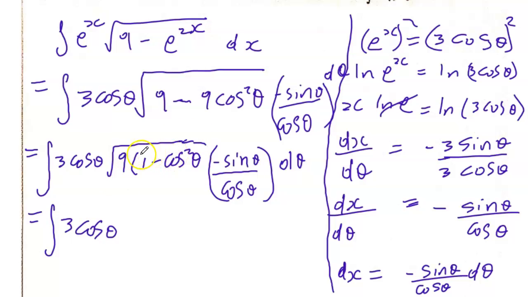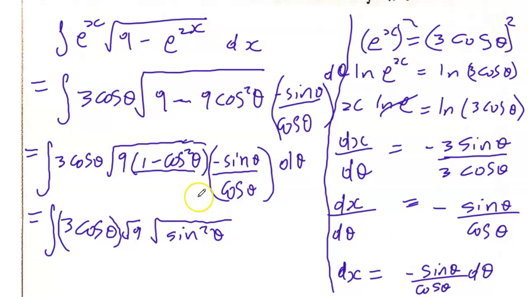Continuing. So this is the integral of 3 cos theta. Of course I can factor out root 9. If I factor out root 9, I end up with 3. So this is cos theta times root 9, and then I'm left with root of 1 minus cos square. But remember, 1 minus cos square is equivalent to sine square. So I have to repeat my minus sine theta over cos theta d theta.